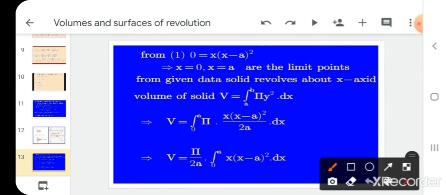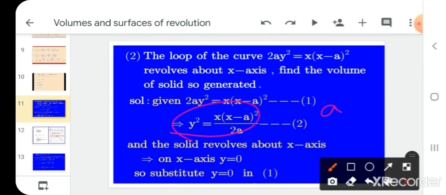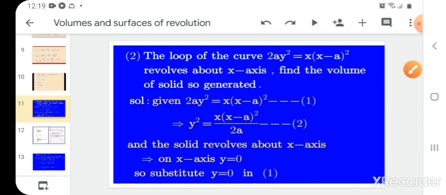Okay. x into (x minus a) whole square equals 0 implies x equals 0 and x minus a equals 0. x minus a equals 0 means x equals a; these are the limit points. We know the y square value and we get the limit values a, b: a equals 0, b equals a. So now I write the formula.